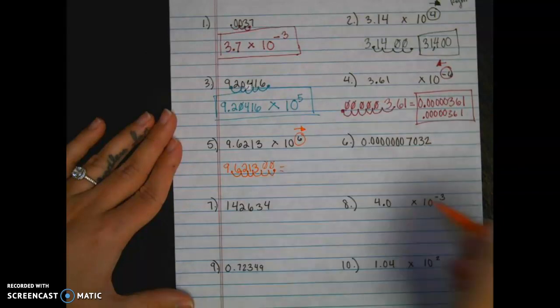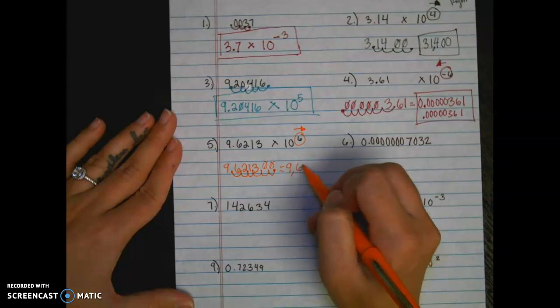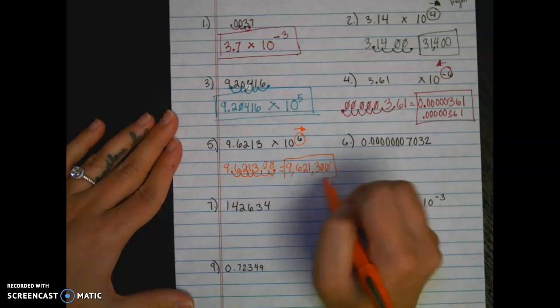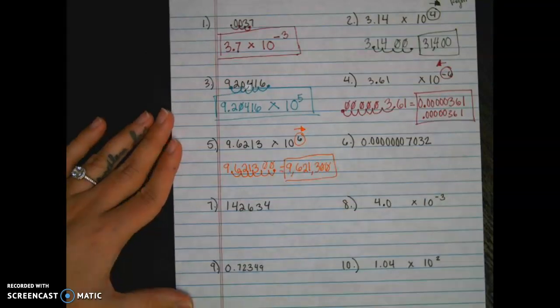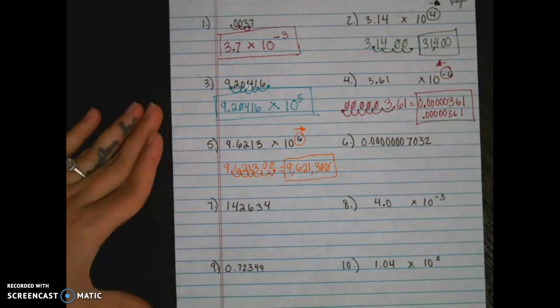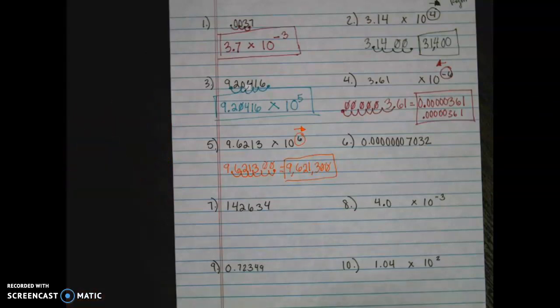Let's see how much money I generated. Oh my gosh, that's a lot of money. 9,620,000. Sorry, yeah, $9,621,300. That's like the lottery. I won the lottery. I wish. That'd be so cool.